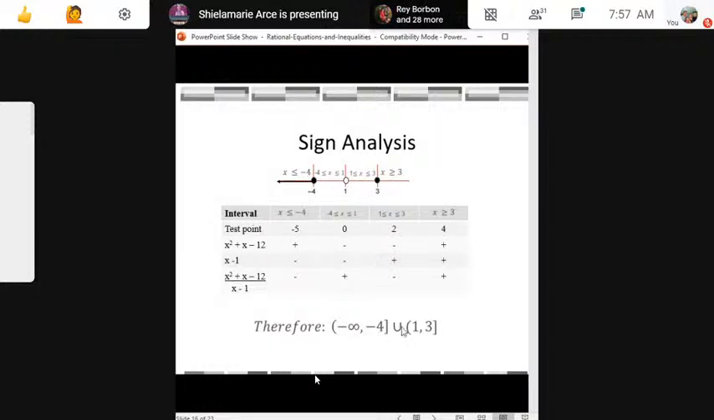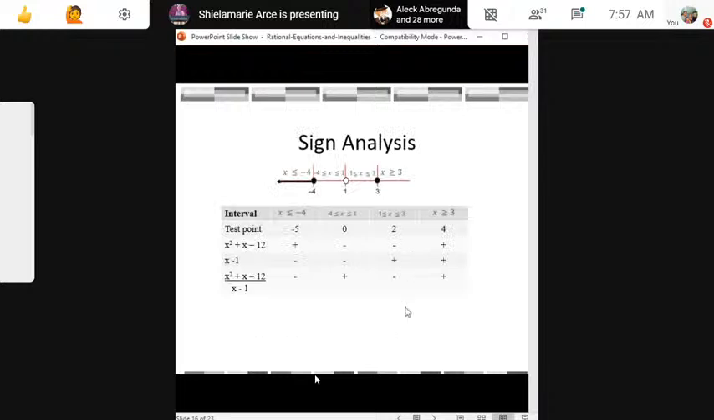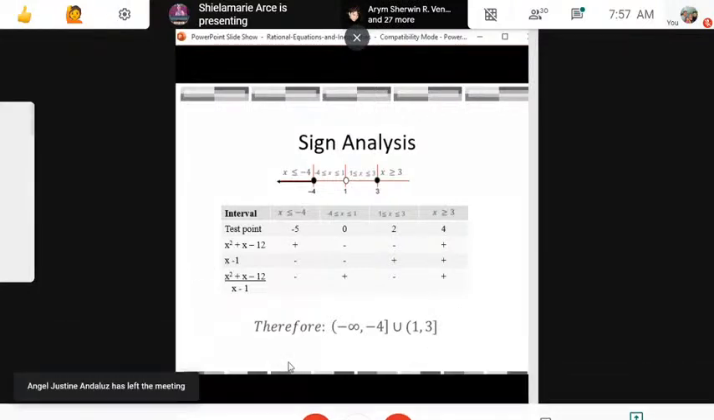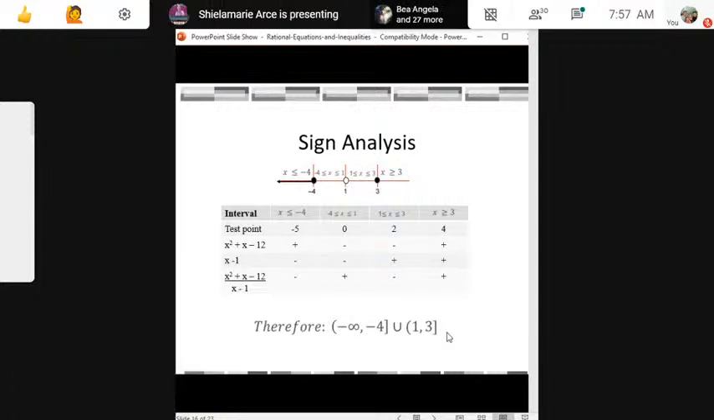And then, pagsasamahin natin yung lahat ng values naman niya dito. So, since 1 is not included, ang gagamitin natin ay parenthesis, 1, and then yung kay 3. Since 3 is part of the solution, ang ginamit naman natin sa kanya ay bracket. Ano po? So this one is the complete interval notation of the solution set of the inequality.